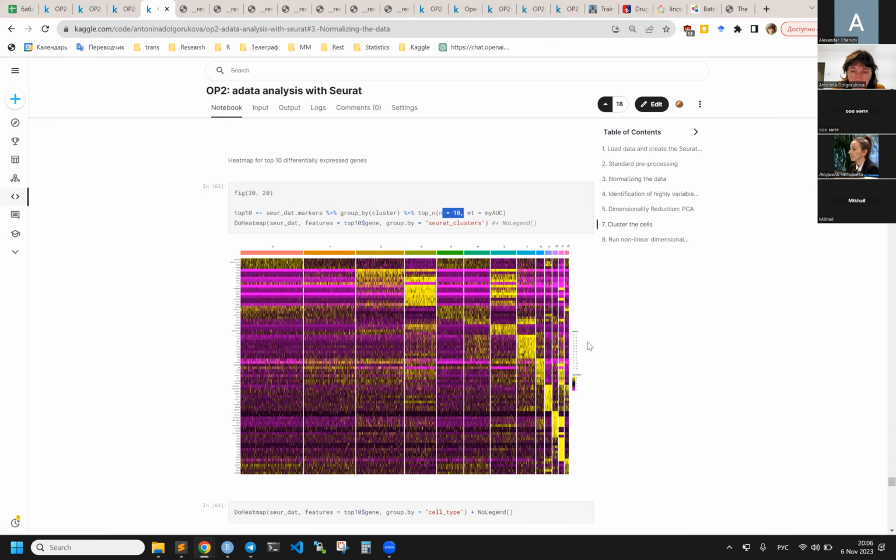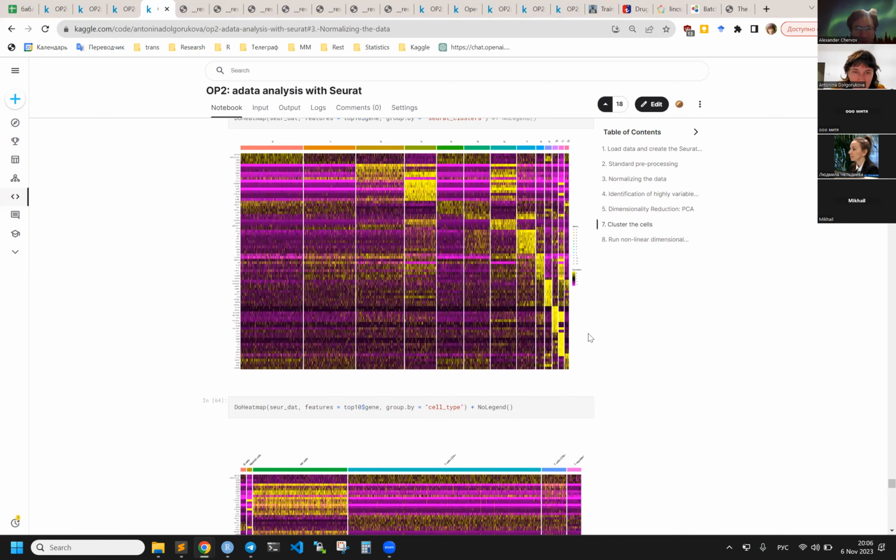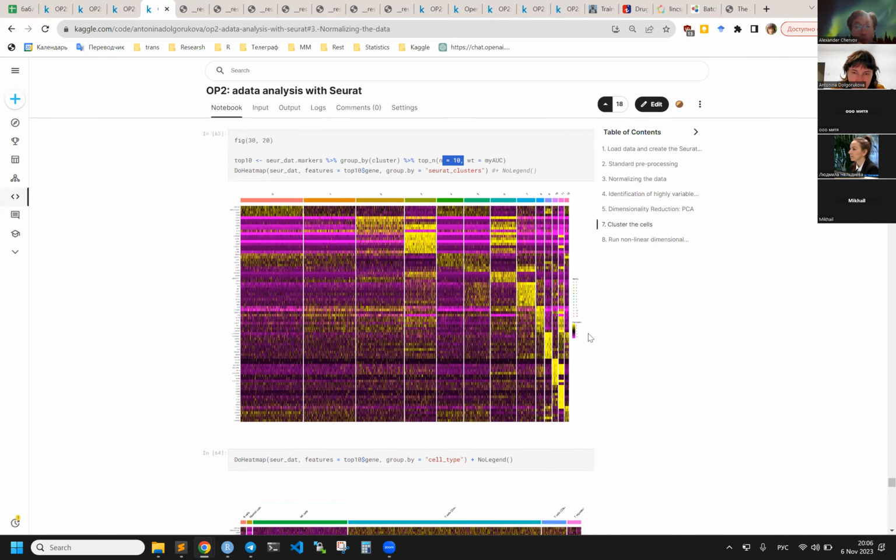Maybe not, because it's not quite clear for me. No, but in a sense we constructed the genes such that these genes should differentiate the clusters, and it's natural that we see this on the picture, in this heat map, these genes and clusters. Yes.